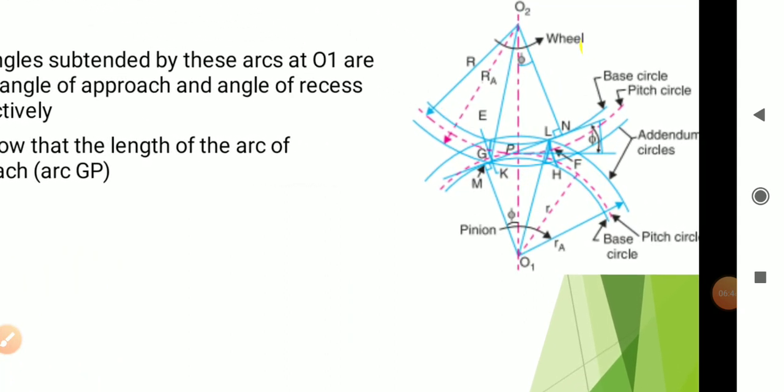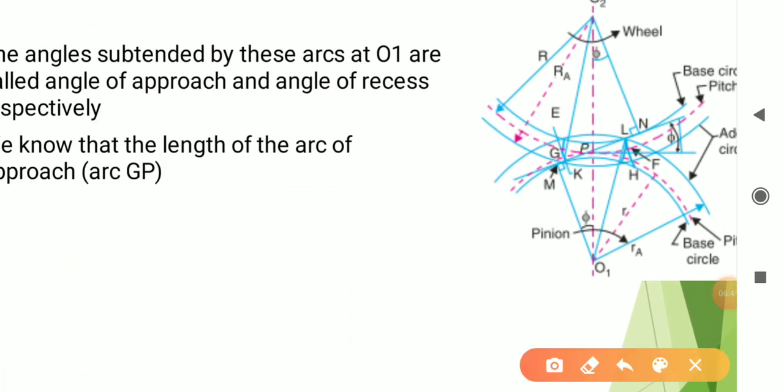I will just zoom this figure. In this figure, O1 is the center point of this pinion. Similarly, O2 is the center point of this wheel. The line O1 to P, or this GP, makes an angle with O1. This angle is phi. Again PH makes an angle, again phi will be here. This is the angle of approach and angle of recess.